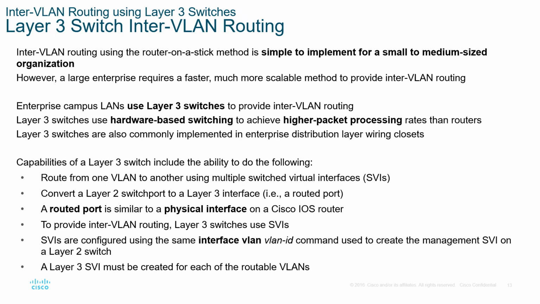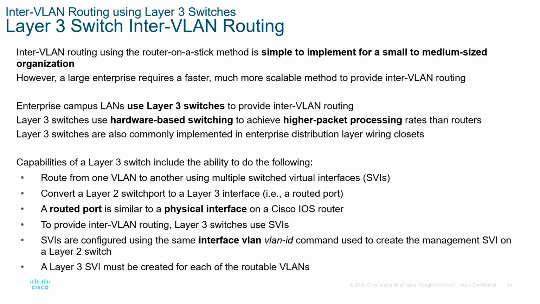Now, using a router on a stick is simple to implement for a small to medium-sized organization. However, a large enterprise is going to require a faster, much more scalable method to provide inter-VLAN routing. This is where we would then flip over that coin and use layer 3 switches to provide inter-VLAN routing. Again, layer 3 switches use hardware-based switching to achieve higher packet processing because everything is done on that one device. Layer 3 switches are also commonly implemented in enterprise distribution layer wiring closets. Capabilities of your layer 3 switch need to include the ability to do the following. Route from one VLAN to another using simple switch virtual interfaces.